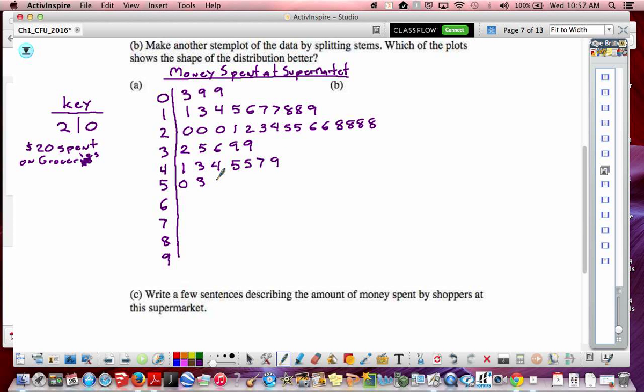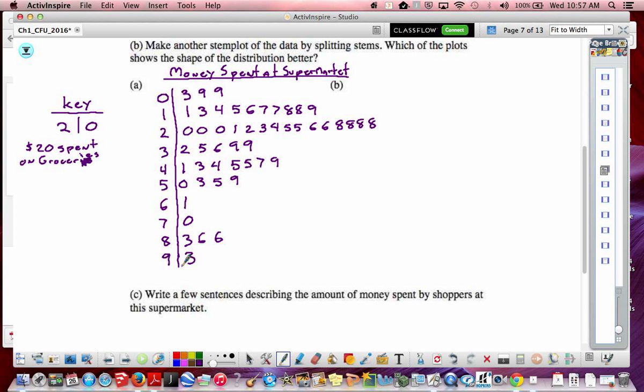0, 3, 5, 9. 1, 0, 3, 6, 6, and then 93. Okay? So now, that's part A. Part B is going to ask you to do this graph over again. It says make another stem plot of the data by splitting the stems. Which of these plots show the shape of the distribution a little bit better?